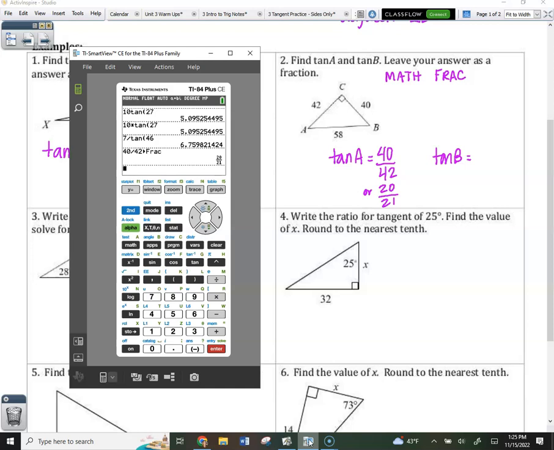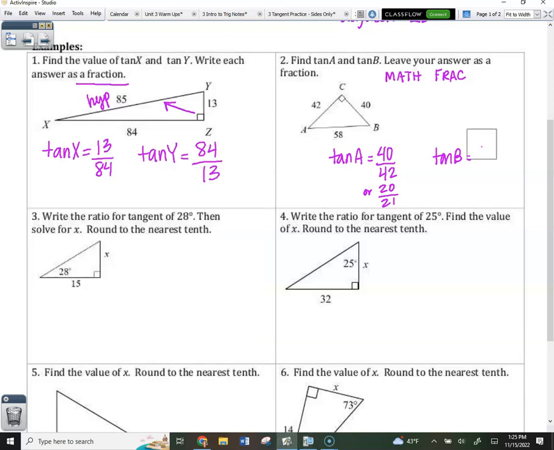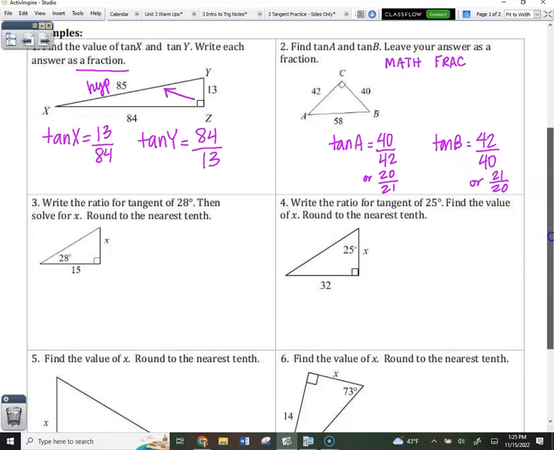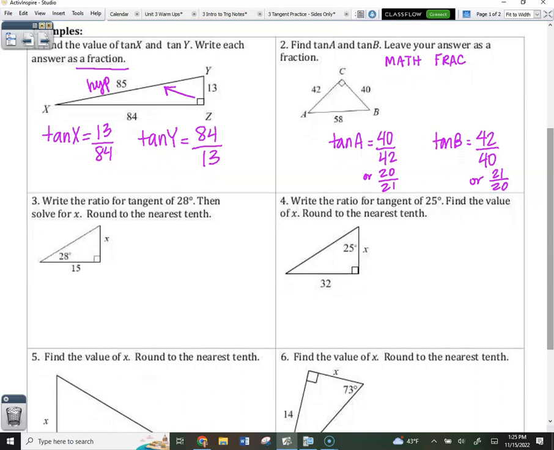What'd you get for the tan of B? Did you get 21 over 20? That's all you have to do, because it just wants you to write the fraction. Well, yeah, because the only way y'all are going to get this is through repetition.